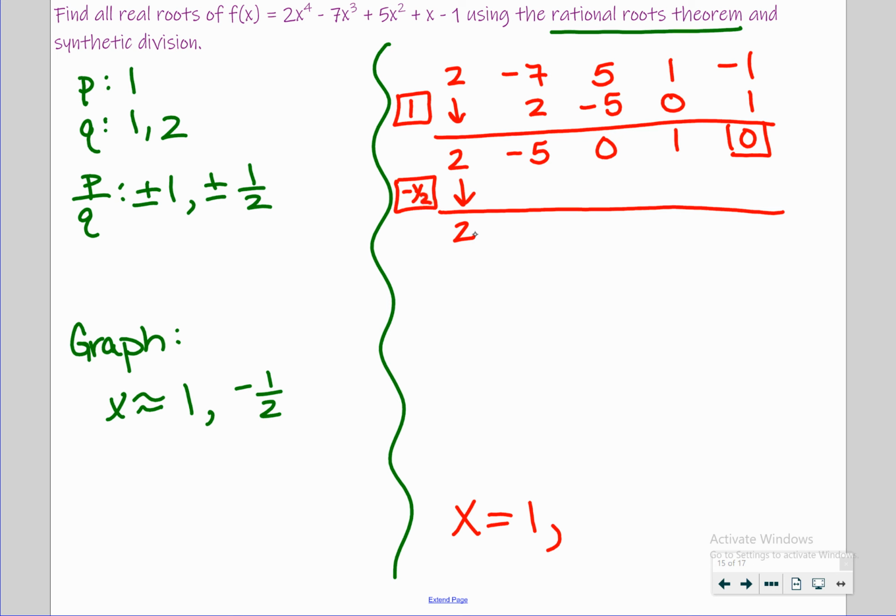2 times -1/2 is -1 plus -5 is -6 times -1/2 is 3 times -1/2. This isn't working. Uh-oh. Okay. Let's see. We got another option.